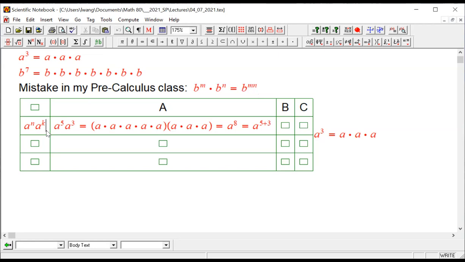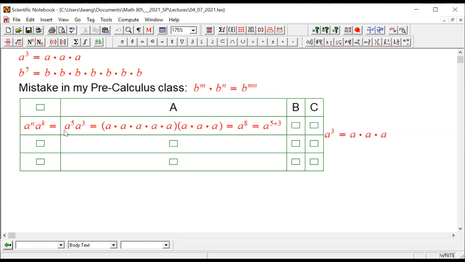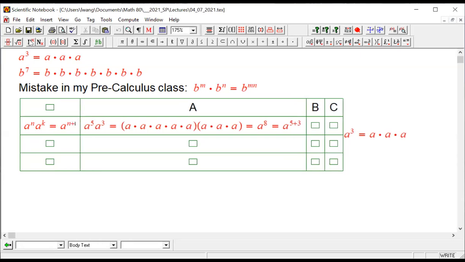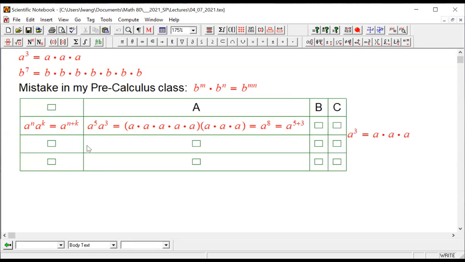So can we guess if this will be a raised to the power of what? M plus k? Do you follow me? You see, you don't have to memorize. We don't need to memorize. You can just set up a similar scenario and figure it out for yourself.